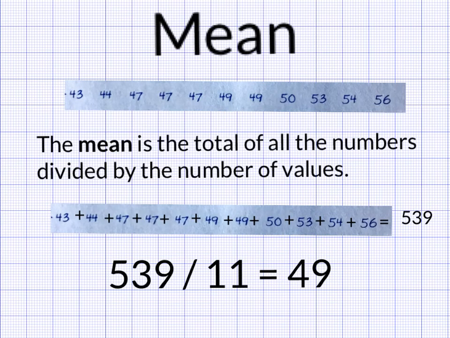Finally, we're looking for the mean. The mean is the total of all the numbers divided by the number of values. So we have to add up all of the numbers to get our total. We've got 539. And it's 539 divided by 11, because there's 11 numbers, and that's 49. So the mean is 49.